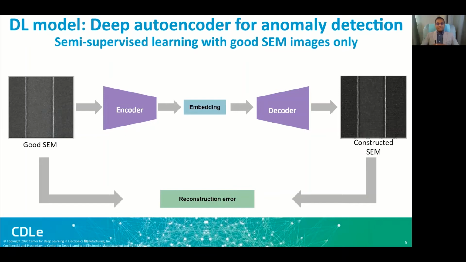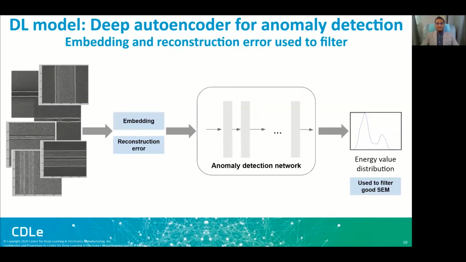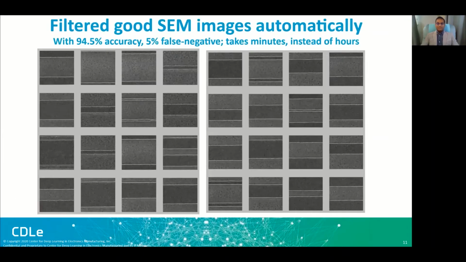A reconstruction error is taken. For good SEM images, reconstruction error will be low, and for bad SEM images, the reconstruction errors will be high. Using the embedding and the reconstruction error, it was further fed to an anomaly detection network, which outputs a probability that a particular SEM image is good or bad. Using that probability, we could filter out the SEM images automatically.